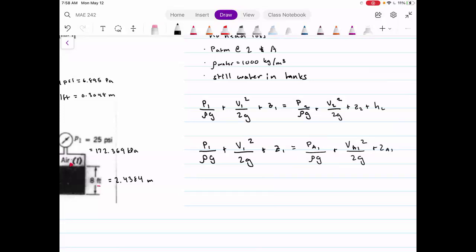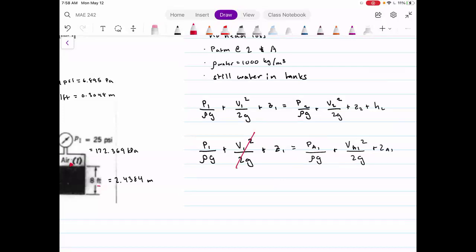And then we know that our head loss is equal to 0, so that term is going to cancel out. Then the next thing we know is that the velocity at the top of the tank is going to be equal to 0 since we have still water. So that means we're going to be canceling out this term right here.